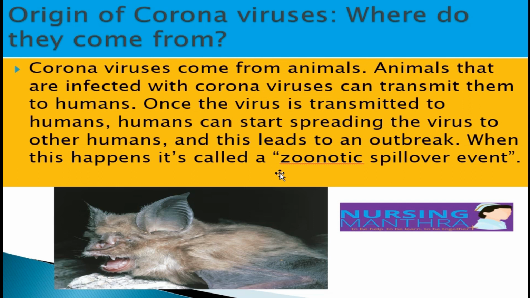So coronaviruses come from animals. Animals that are infected with coronavirus can transmit them to humans. Once the virus is transmitted to humans, humans can start spreading the virus to other humans, and this leads to an outbreak. When this happens, it is called a zoonotic spillover event, as we discussed in the pre-test.